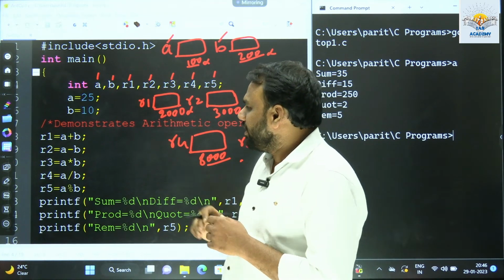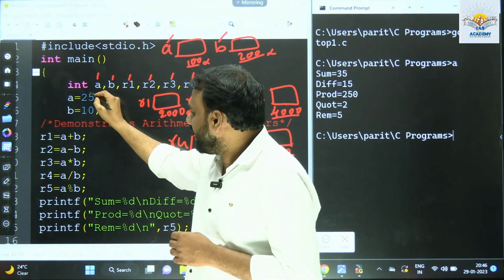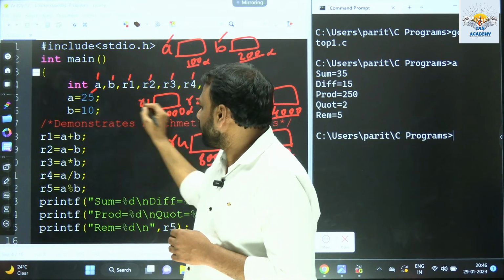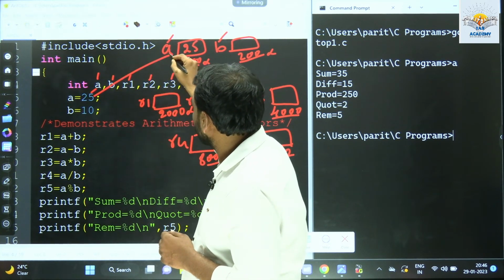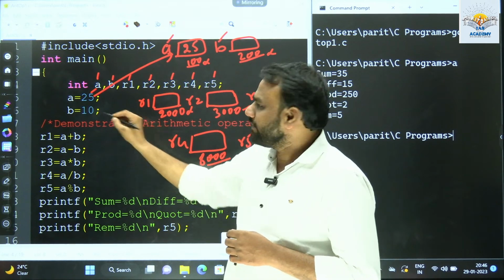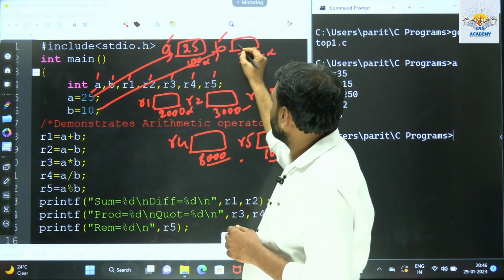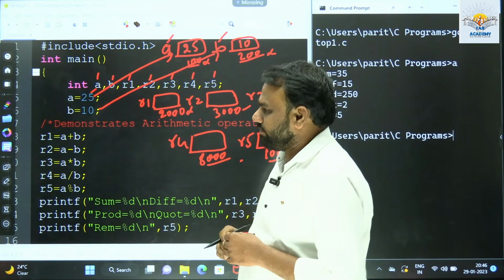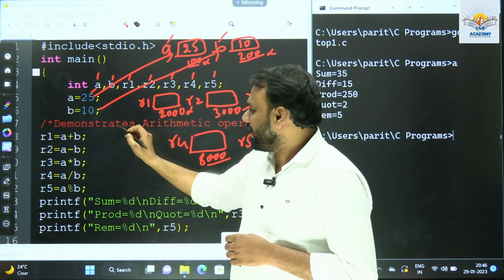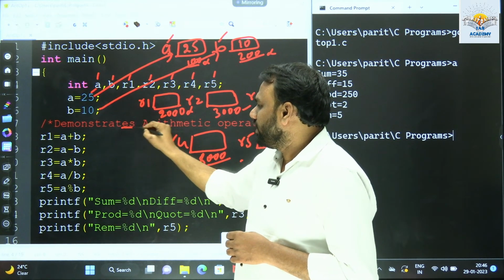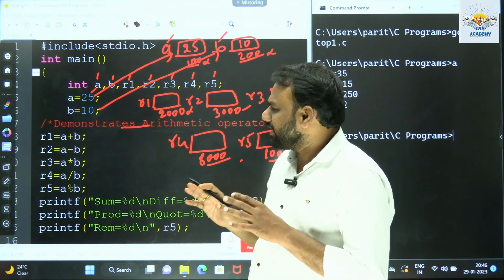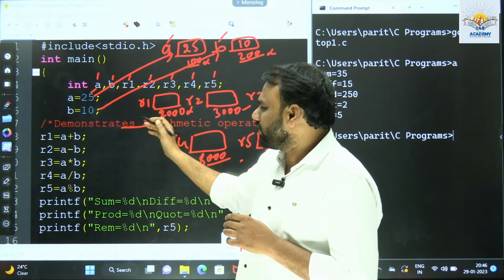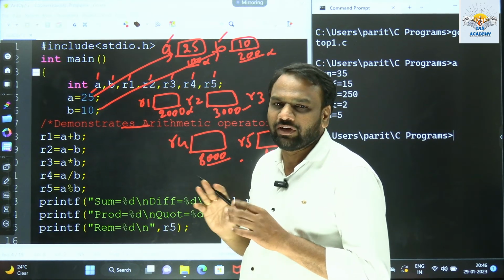Now let us see what happens. So what is stored in A? This operation will store value 25 in A. What will this operation do? It will store 10 in B. So 10 will come and it will be stored here. Next, here we have a comment line. The comment line has no role in this program. It gives a message, but it is not taken as part of the program and it will not execute.